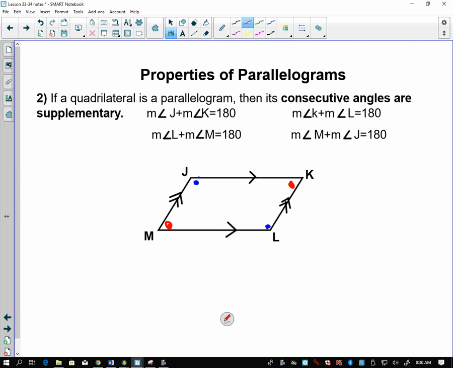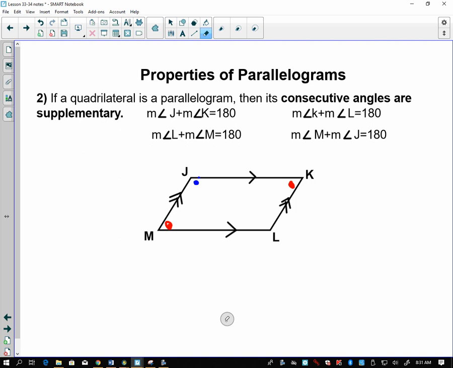Now, here's what we know: once it was a parallelogram, we knew M and K were equal to each other. So it doesn't matter, those things are equal to each other. What we're saying is that J plus K is 180 degrees. But because M is equal to K, does it matter if I say J and K are equal to 180 or J and M are equal to 180? Doesn't matter because I know M and K are equal to each other. You see what I'm saying?